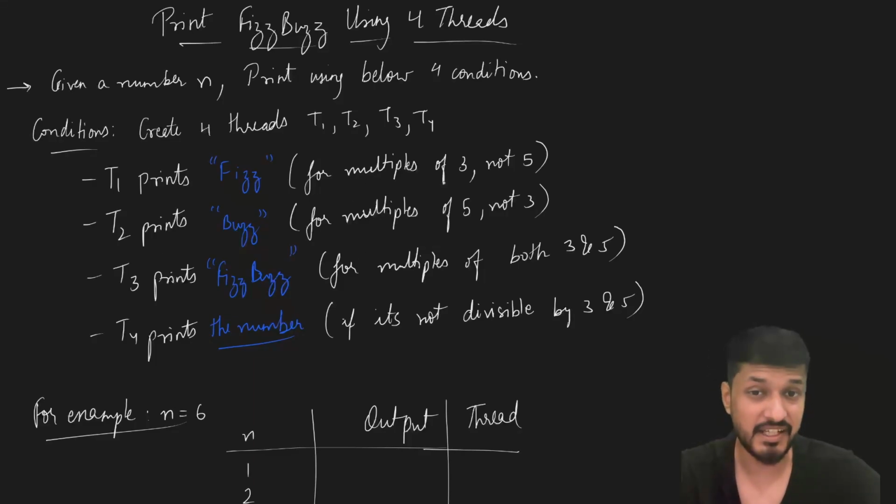So if a number is multiple of 3 but not 5, then we have to print Fizz. Similarly, if a number is multiple of 5 but not 3, then we have to print Buzz. If a number is multiple of both 3 and 5, then we have to print FizzBuzz in the output. And if the number is neither divisible by 3 nor 5, then we have to print the number itself.